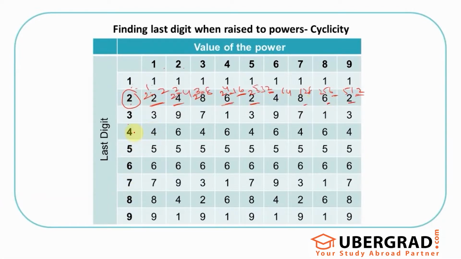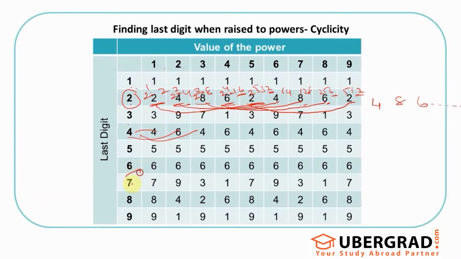The same case holds for every digit. This is 4 power 1, 4 power 2, 4 power 3, and the last digits. Let's focus on the 2 again. For 2 power 1, the unit digit is 2. Then I'm getting 4, then 8, then 6, and then again I'm seeing 2, and again 4, again 8, again 6, and again 2. So 2 power 10 would be 4, 2 power 11 would be 8, and so on. It keeps going on and repeats for every digit.